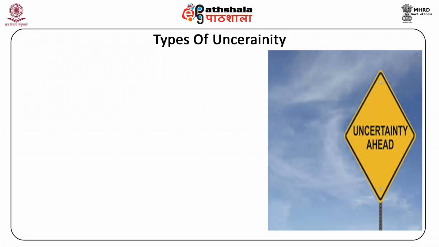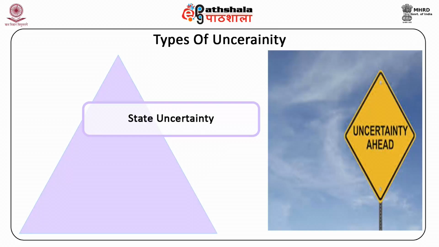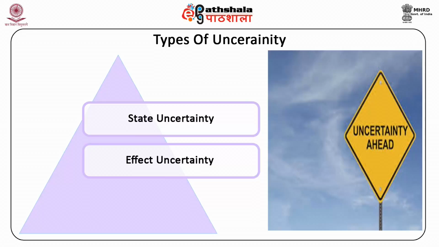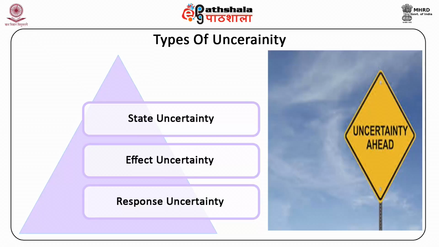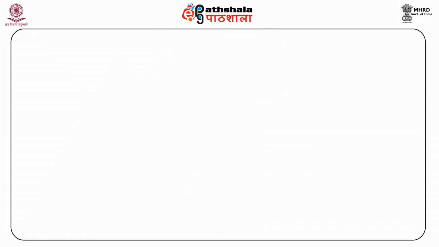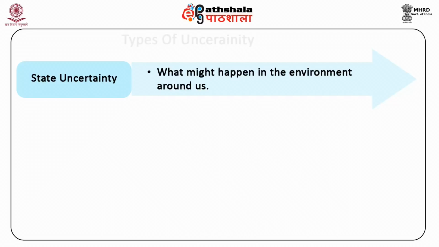There are majorly three types of uncertainties: state uncertainty, effect uncertainty, and response uncertainty. The first one is the state uncertainty. This refers to what might happen in the environment around us. For example, if there is a sudden epidemic in the environment, there will be a change in the environment.